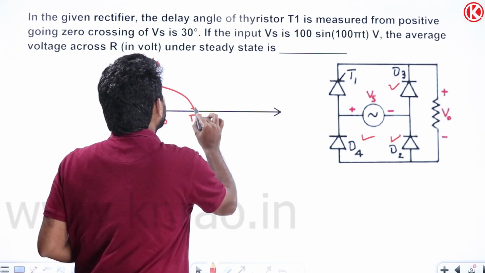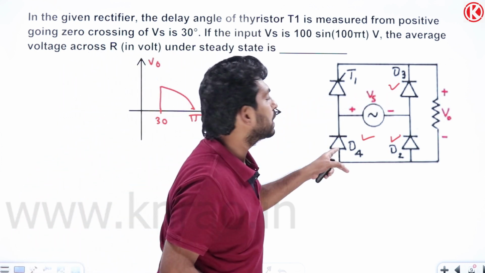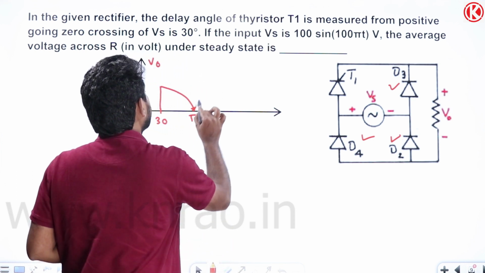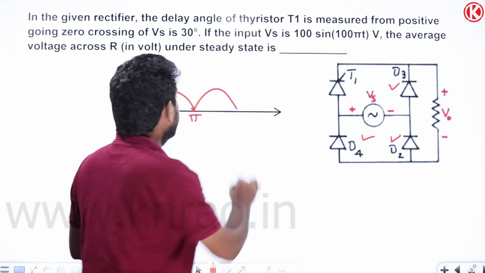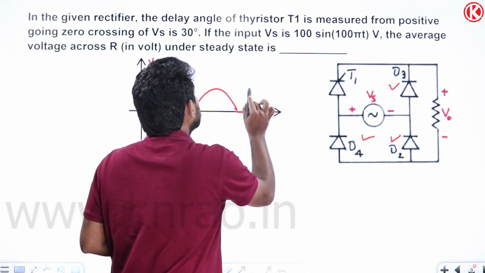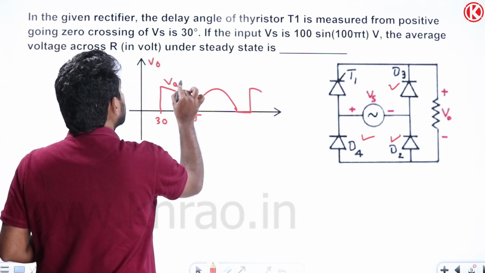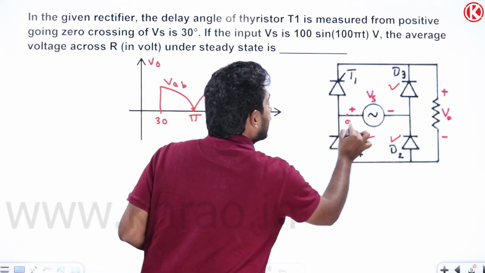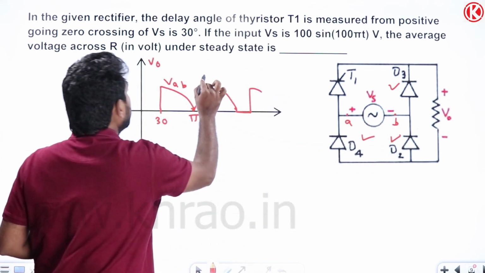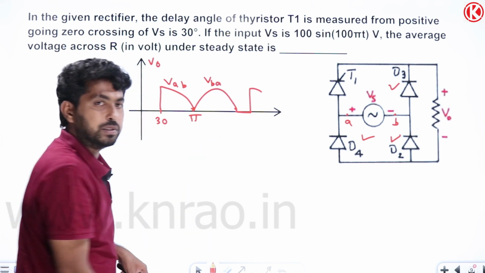So what will be the output voltage? It will be the VBA, like this. The output voltage will be like this. So how can we find this one? This is the VAB. Let one be the A terminal and the other the B terminal. Then it will be the VBA, so VBA is minus Vm sin omega t.